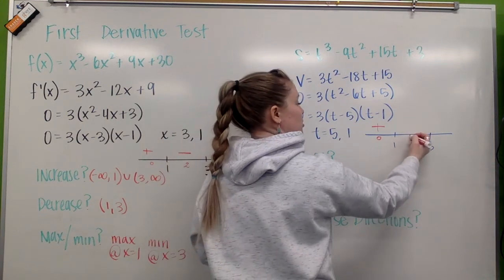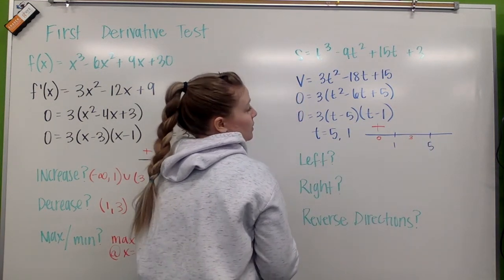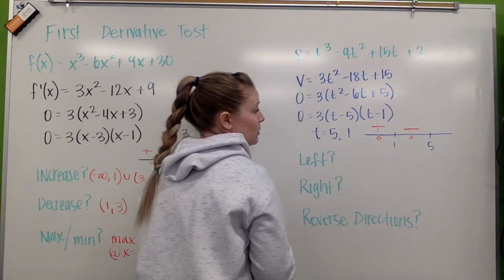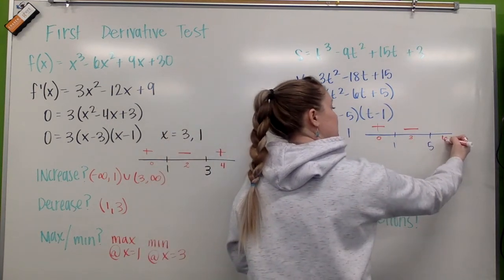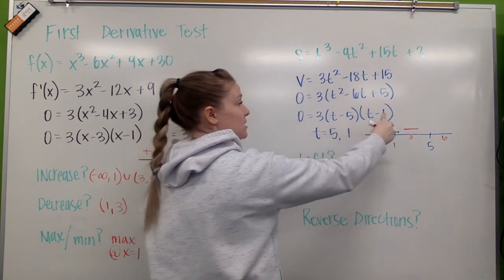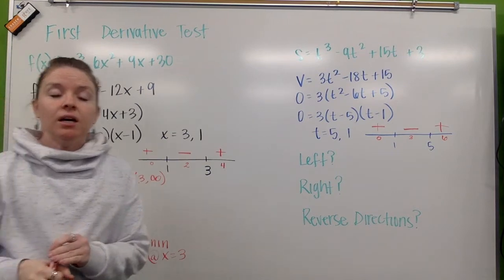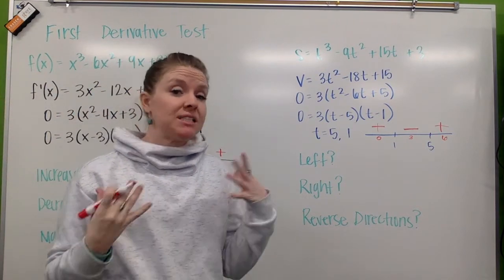Between 1 and 5, I'll just go ahead and plug in 3. That's going to give me a negative times a positive. So that's negative. And I'll plug in 6. That's going to be a positive times a positive. So it's positive.